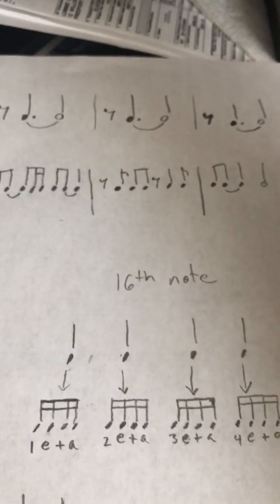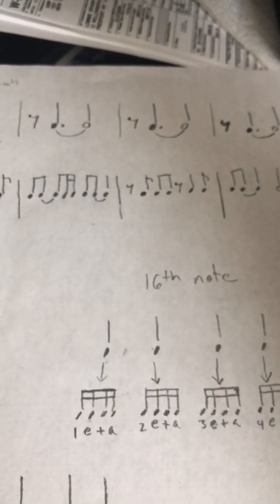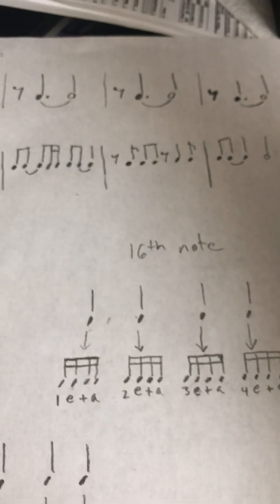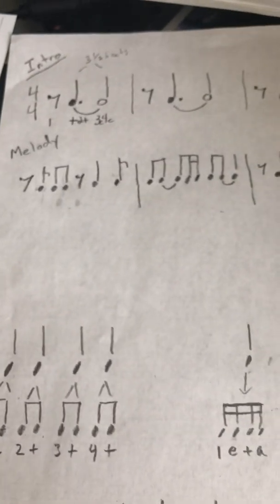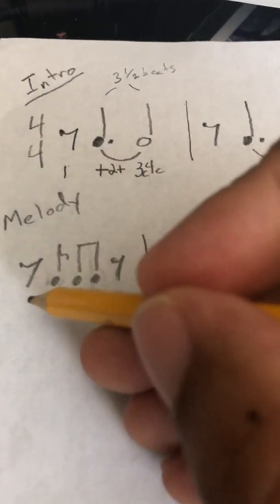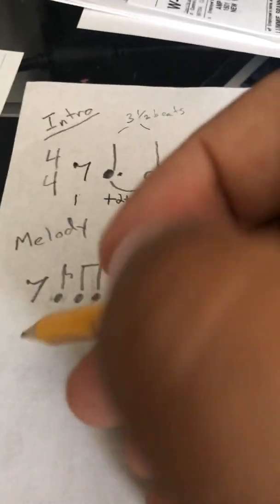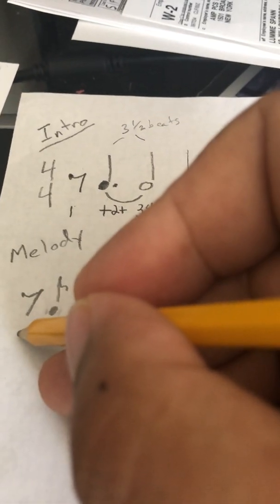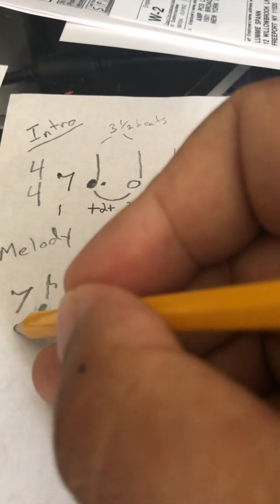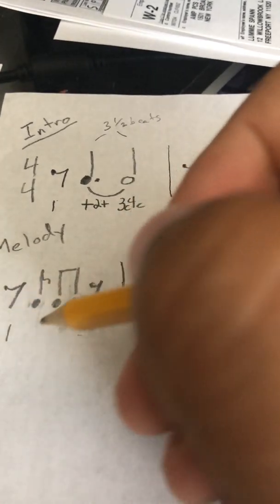Okay, now if you look at it, what's the rhythmic pattern that you keep seeing in the introduction? Okay, moving on. Here's the first measure of the melody. As you can see, we have another eighth rest. That's on 1.